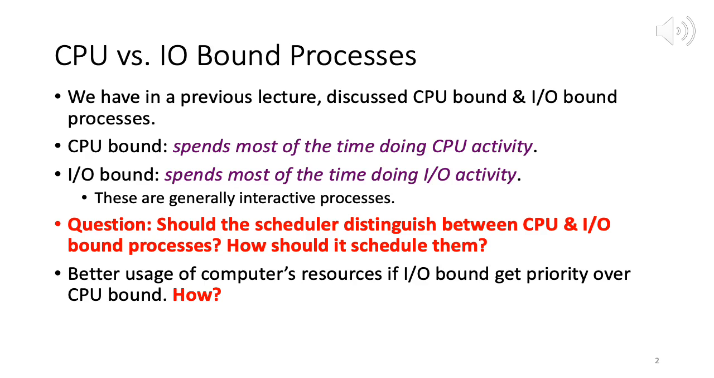IO bound processes spend most of their time doing IO activity, right? So CPU activity is little or no. So any kind of interactive job, right? Let's say a database in which you search for flights from Delhi to Chandigarh, and then click search, and then it looks at the database, gives you all the options, and then again you search, like a travel agent.